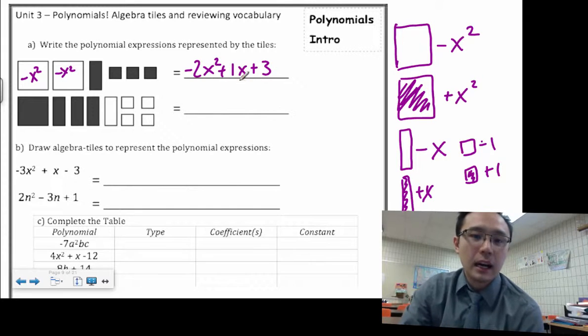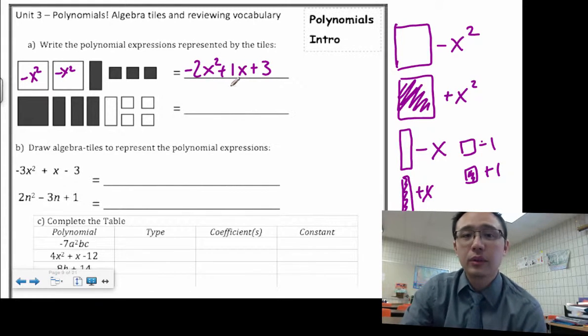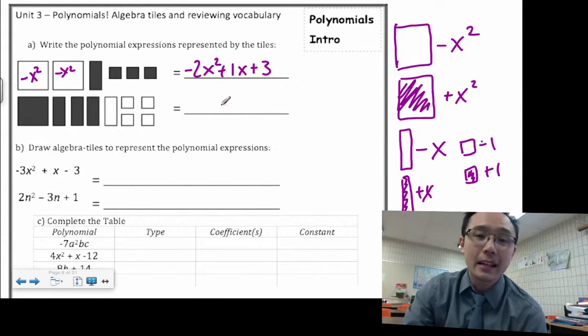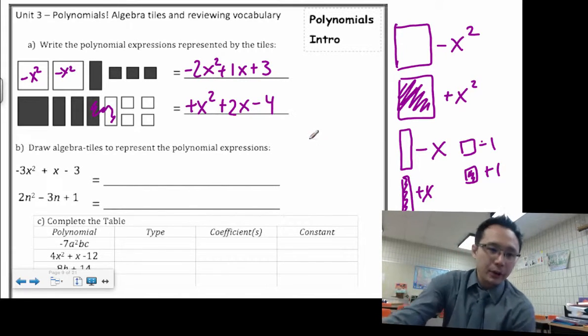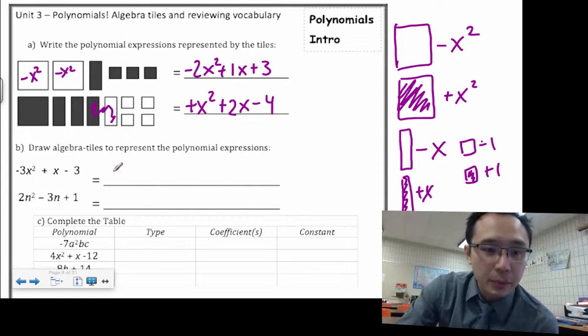And that's it. You don't have to use the 1 if you don't want to. You can just put plus 1 or plus x. That's totally fine. Next one is going to be plus x squared plus. So these two colors are going to cancel out, leaving you with 2x minus 4. There you go. Draw algebra tiles to represent these ones.